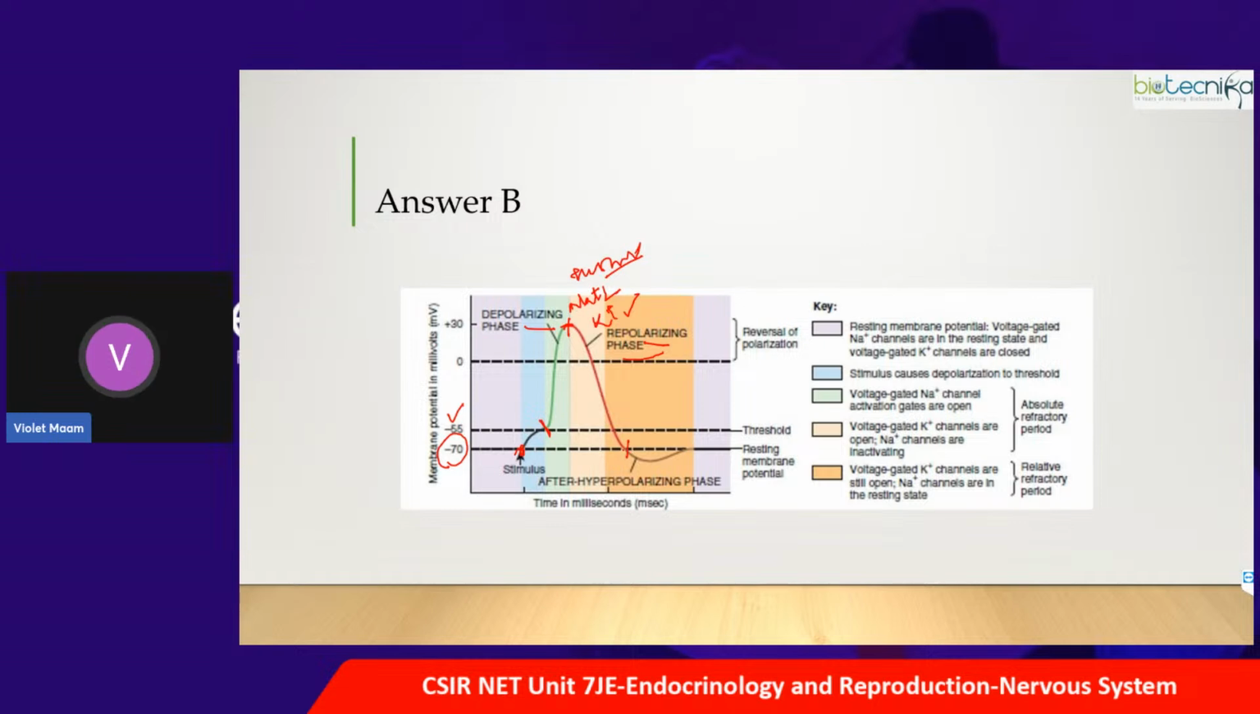Now in the repolarizing phase, potassium will move outside. That is why the value will go from positive towards negative. But it does not stop there, because more and more potassium channels will be open. That will make it more negative. After that, the hyperpolarizing phase will be present.